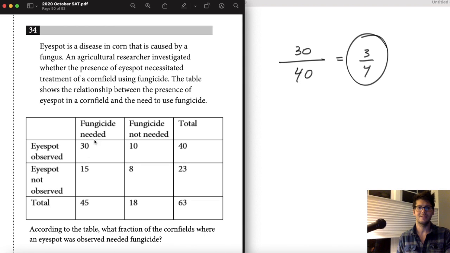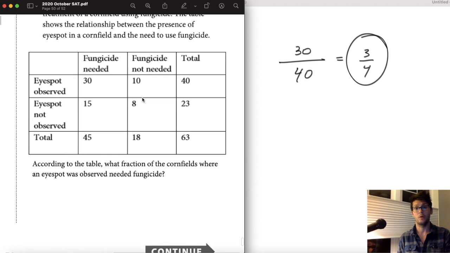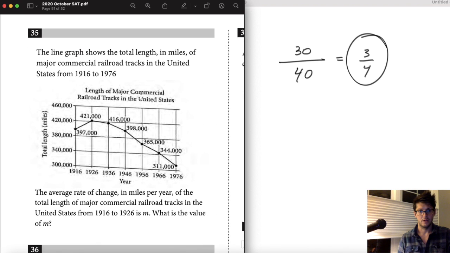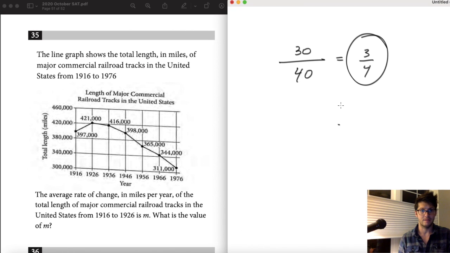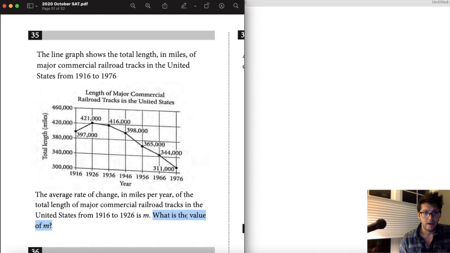But look, I didn't even have to read this information. Sometimes you do, sometimes you don't. Well, always start with reading the question because who knows if you're going to need that other information. So it's, again, another question about m. In this case, I don't know what m is, though. What is the value of m?